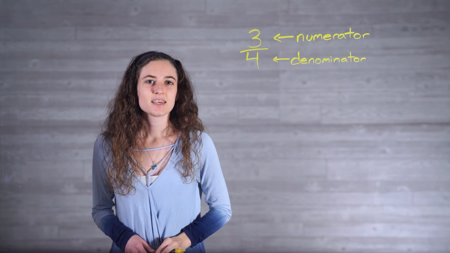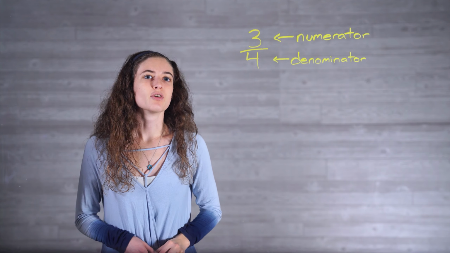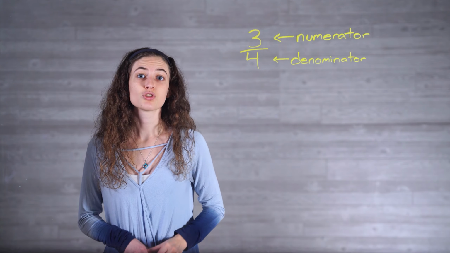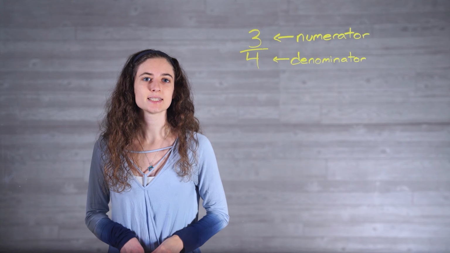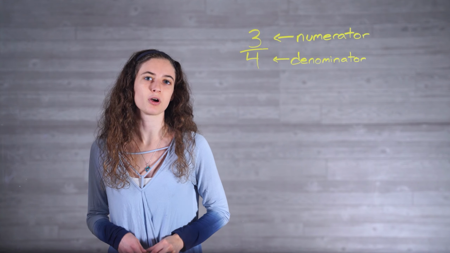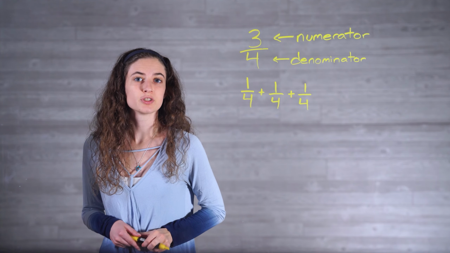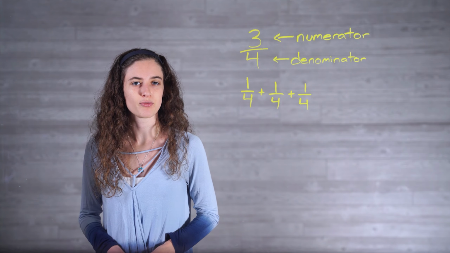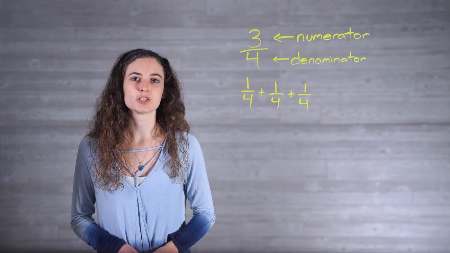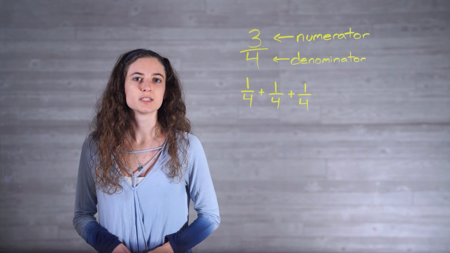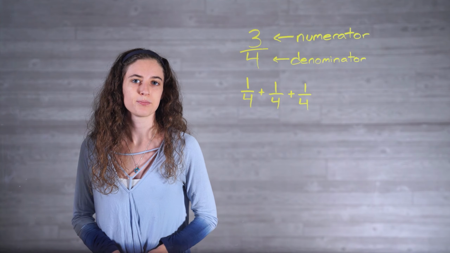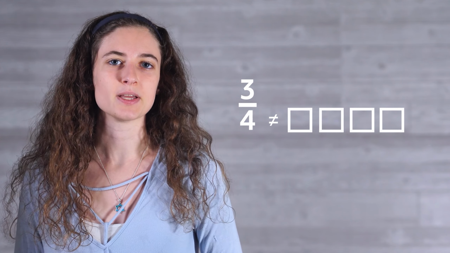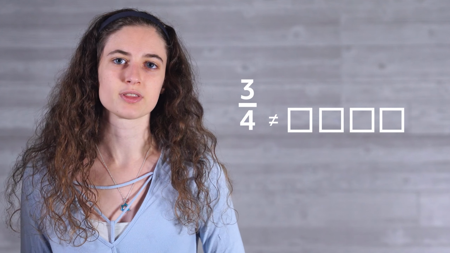Let's look at the fraction 3/4 as an example. We can see that the 3 is our numerator and the 4 is our denominator. So the fraction 3/4 is really saying 3 parts out of 4 parts total. It can also be helpful to visualize 3/4 as simply 1/4 plus 1/4 plus 1/4. It is very important to remember that a denominator of 4 does not represent the value of 4. A denominator of 4 represents the value of 1 that is divided up into 4 equal parts, or fourths.